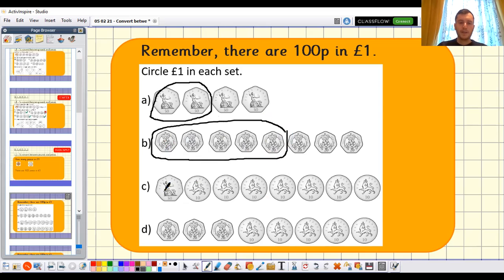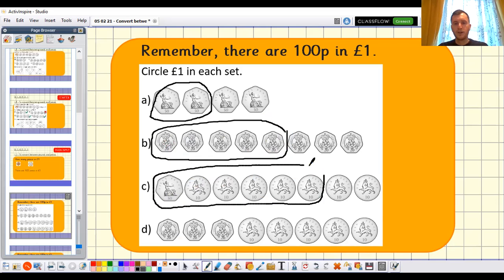Oh, the next one is a bit trickier because there is a mixture. So I've got 50, and then I'm going to count in tens till I get to 100. 60, 70, 80, 90, 100, which gets me up to there. So I'd circle all of those coins, which makes 100 pence or £1.